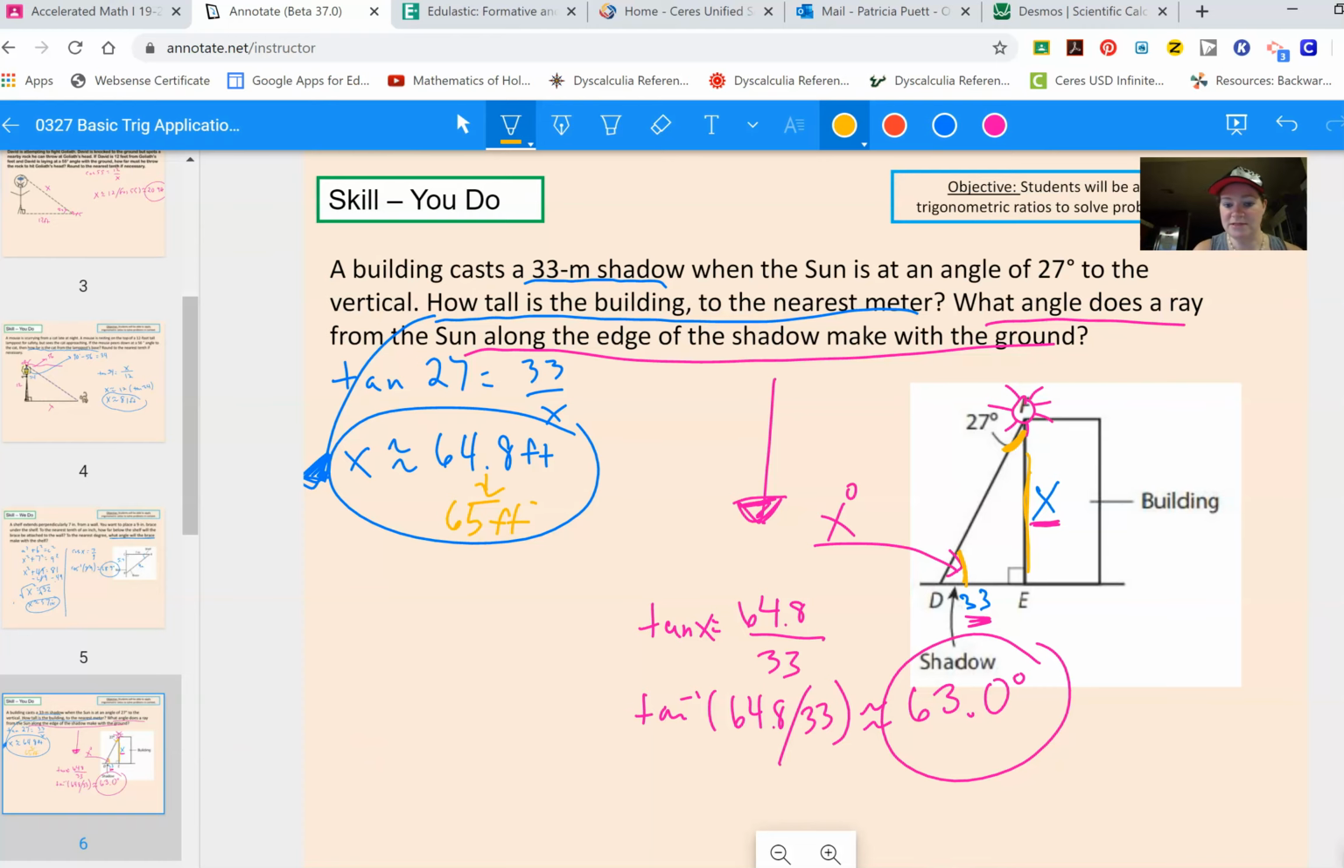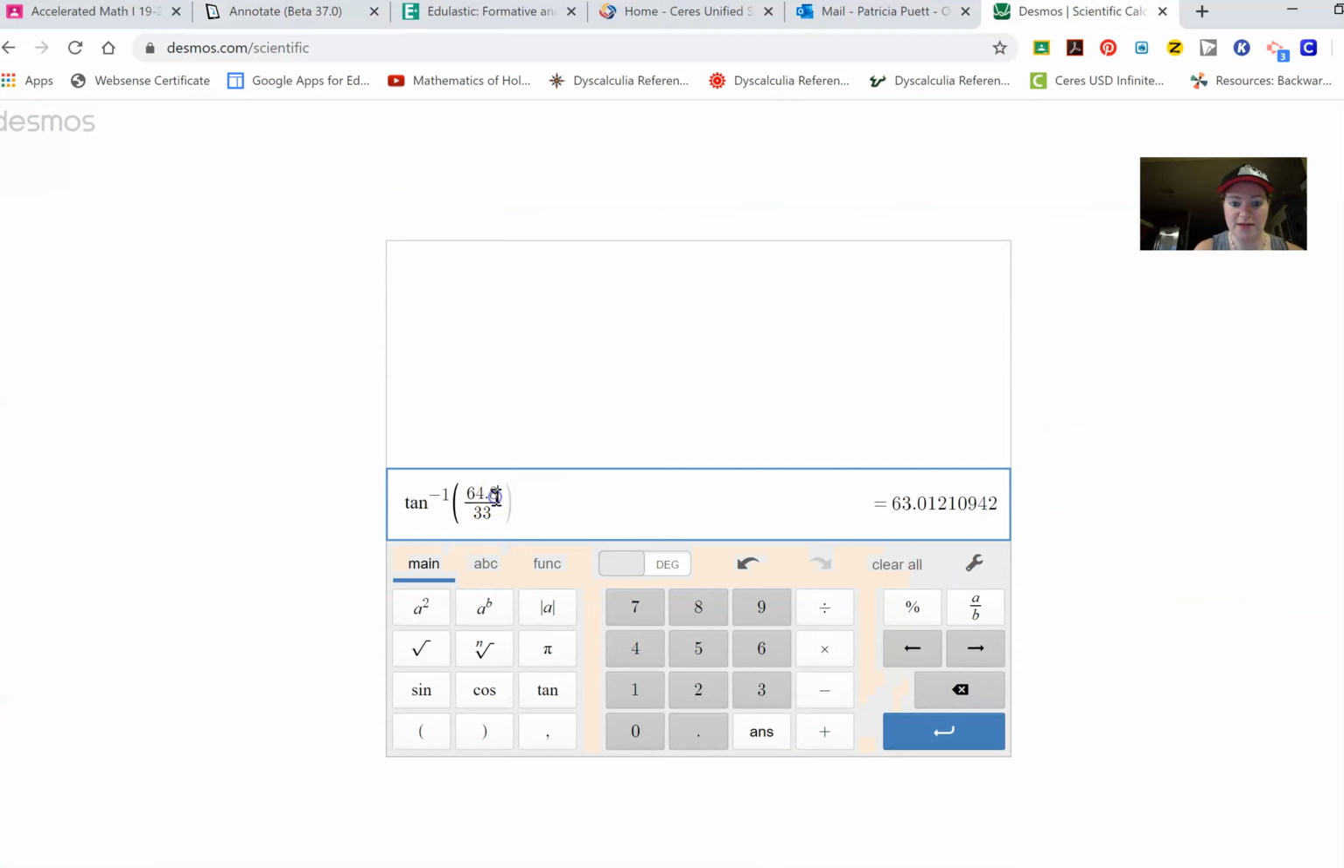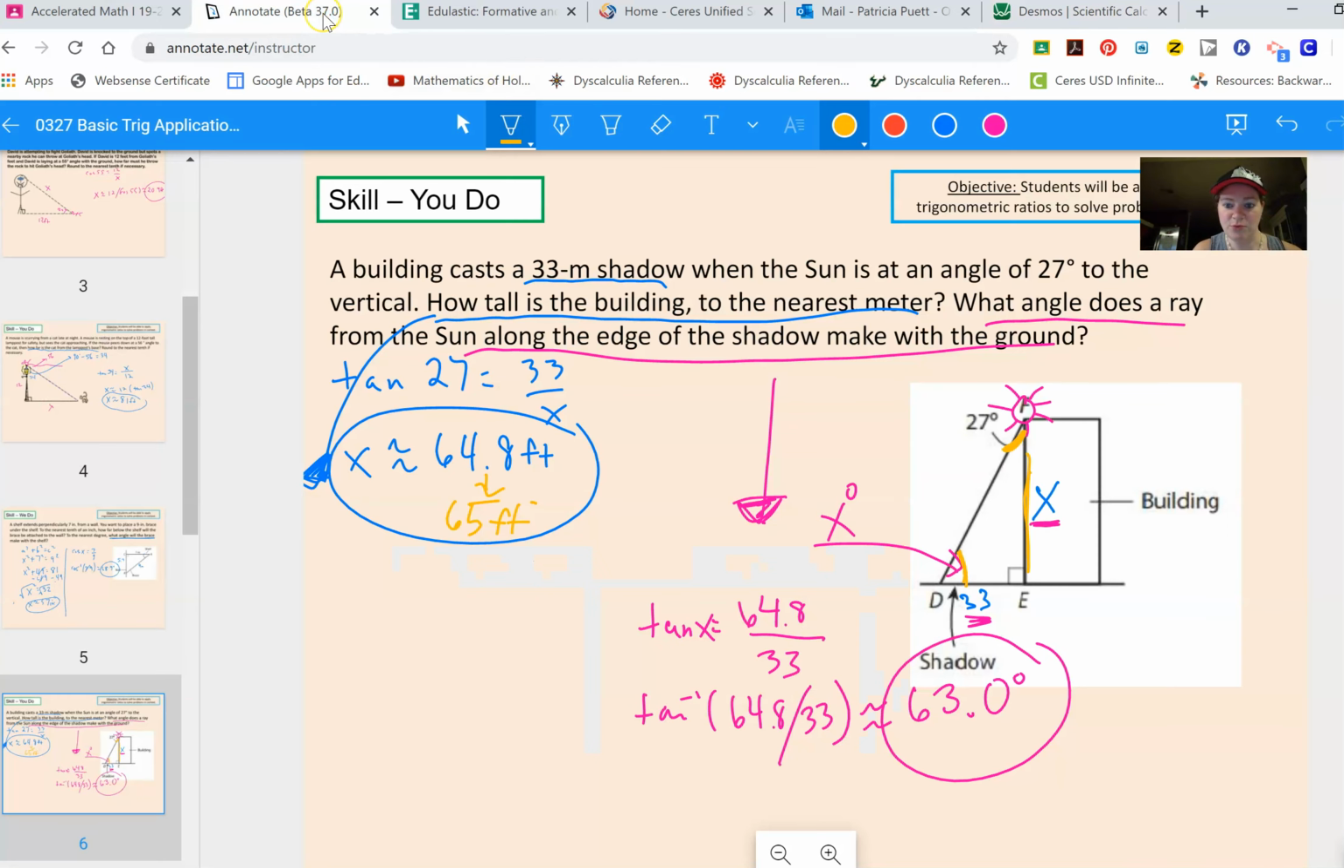So I got about 63. If I were to put in 65 instead of 64.8, let's see how much it changes the answer. Okay, so about 63.0, which is still about the same thing. It doesn't matter if you use 65 or 64.8, you're still going to get about 63 degrees for the angle of elevation.